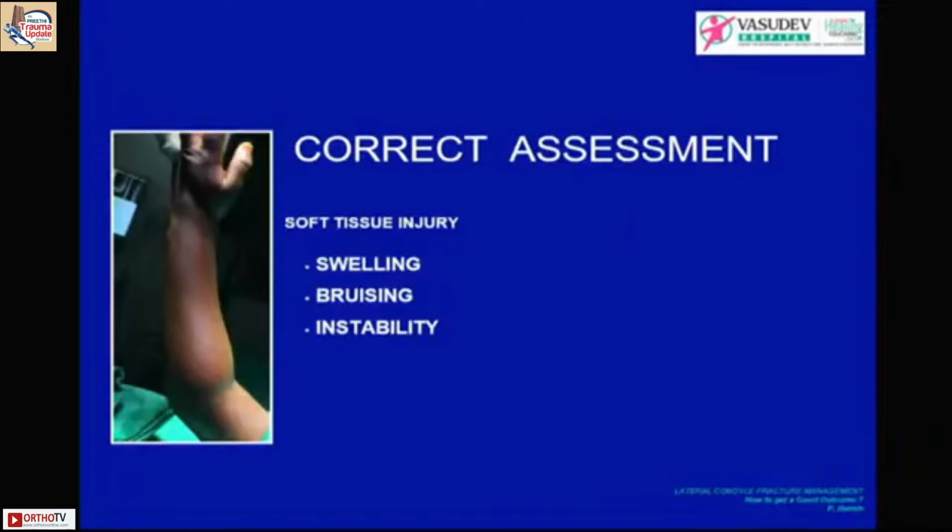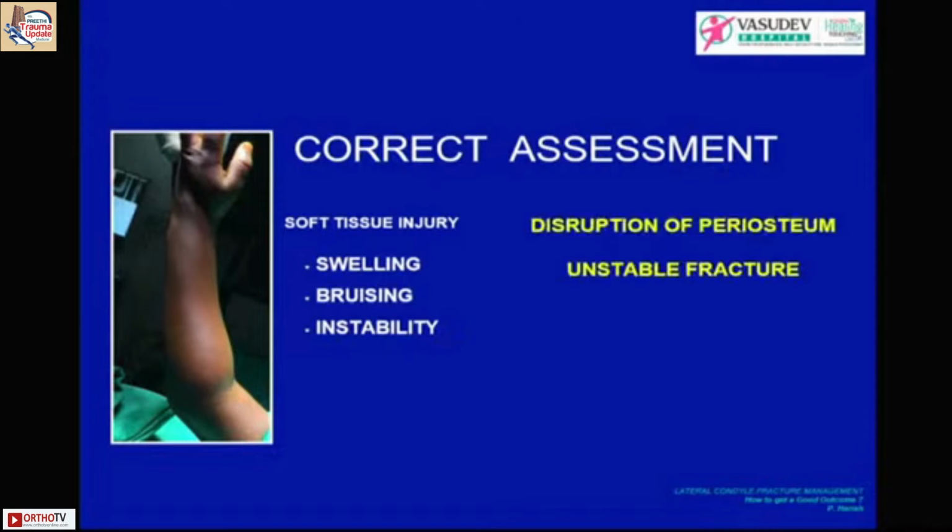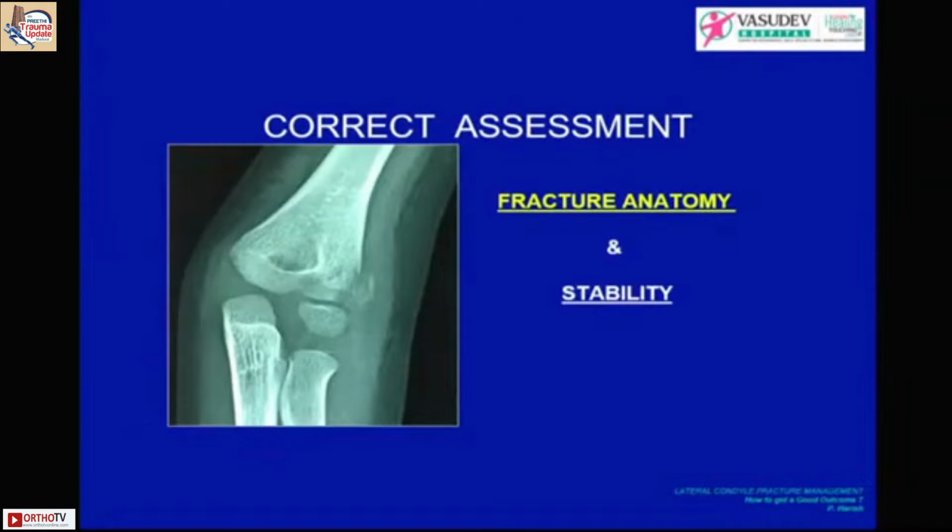The first thing you need to do is look at the soft tissue swelling, and if the child allows, you look for any instability here. A lot of soft tissue swelling, like we saw in the morning, indicates a significant disruption of the periosteum and the soft tissue. It indicates an unstable fracture configuration. So next comes assessment of the fracture anatomy and its stability.